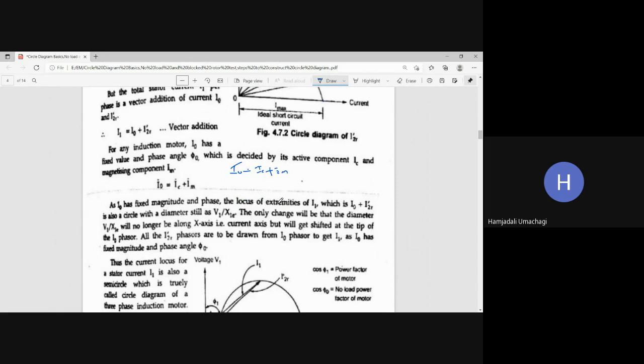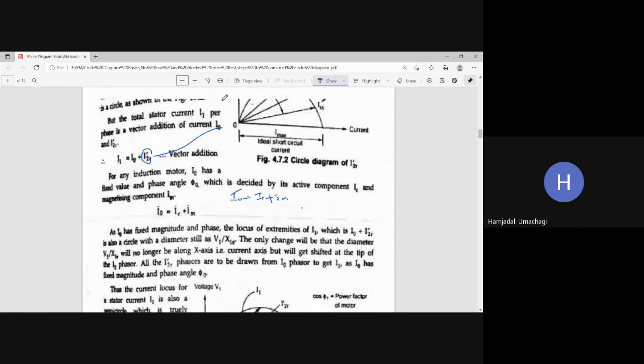And the locus of the extremity is the stator current I1, which is I naught plus I dash 2R. We state here that the locus of the stator current I1, the vector sum of no load current plus reflected rotor current I dash 2R, is also a circle. If I dash 2R has a circle diagram, the same will be there even for the stator current I1. That is the meaning. As I naught has fixed magnitude and phase, the locus of extremities of I1, which is I naught plus I dash 2R, is a circle with diameter still V1 by X1e.